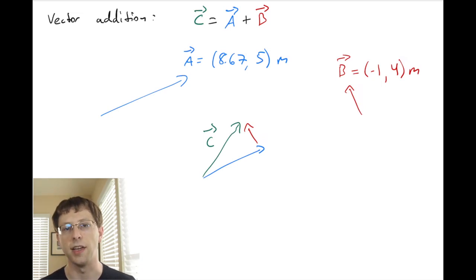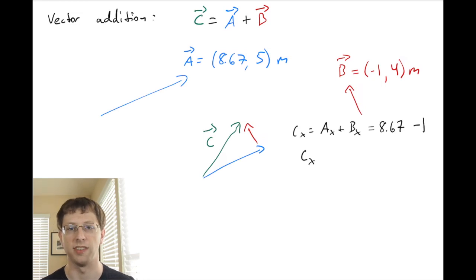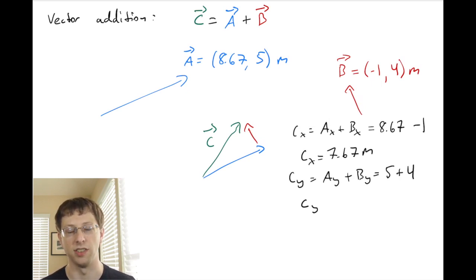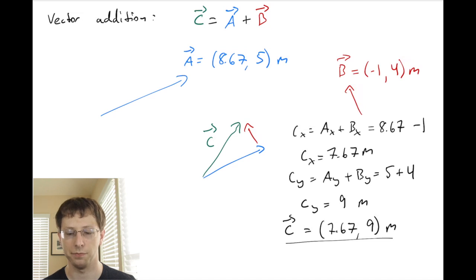Mathematically, all we do is add up the components. So the x component of C, c_x, is equal to the x components of A and B added together. In this case, that would be 8.67 minus 1, which is 7.67 meters. Similarly, c_y is equal to the y components added together. That would be 5 plus 4, which is 9 meters. So the vector C then is (7.67, 9) meters.